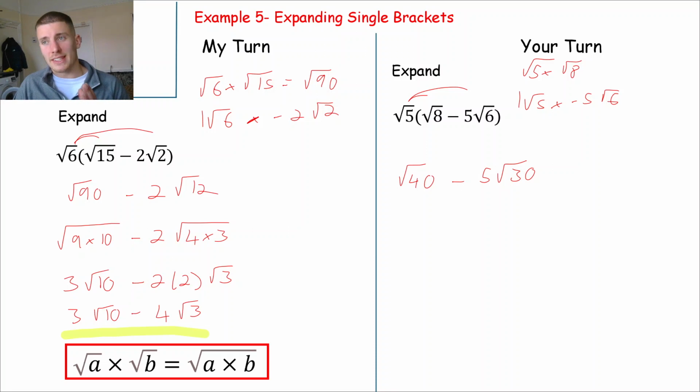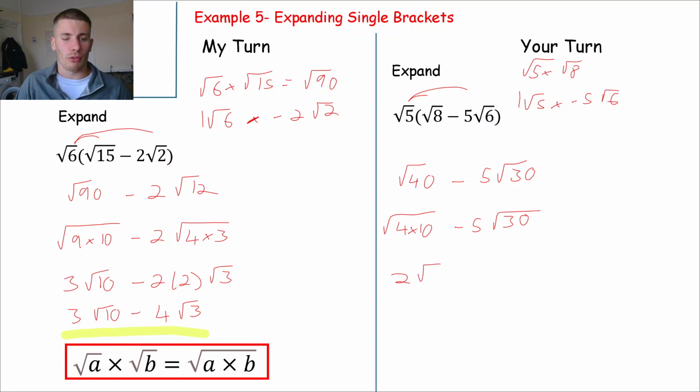And then can you break down these surds any further? Well, root 40 you can, because root 40 is equal to root 4 times by 10. We're taking away 5 lots of root 30. Can you break root 30 down? I don't think you can. Let's double check it. No, you can't. So root 30, we just keep it as root 30. There's not two numbers that multiply together to give you 30 where one of them is a square number. So we just leave it. Whereas root 40, root 4 is equal to 2. So you've got two lots of root 10. Take away 5 root 30.